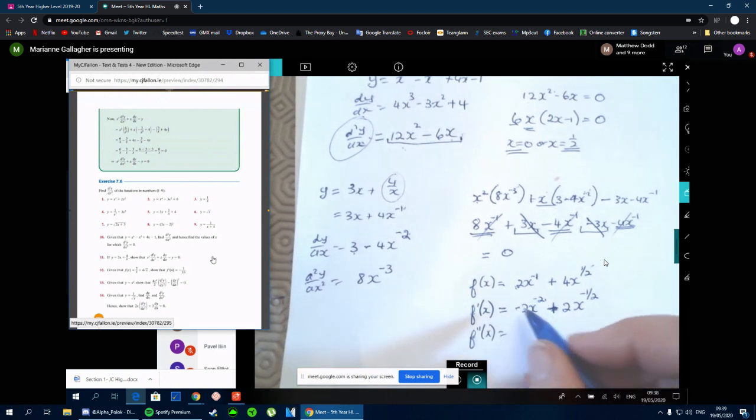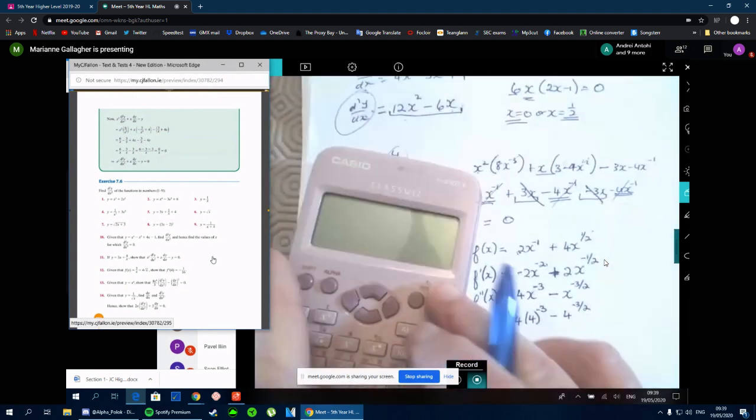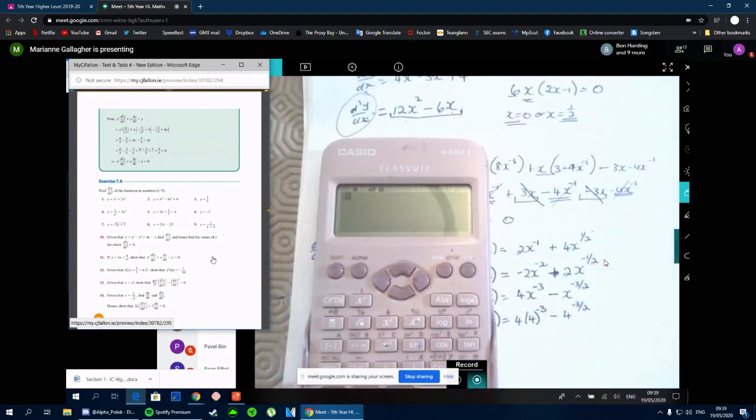Bring down the power, minus 2 by minus 2 is 4. Take away 1 from minus 2. 2 by a half is minus 1. And then that's x to the negative 3 over 2. So that's your f double prime of x. They want you to work out f double prime of 4. So wherever there's an x, we're going to put in 4. We've got 4 times 4 to the negative 3 minus 4 to the negative 3 over 2. Okay. Now you can put that into the calculator like that. You can just do 4 brackets 4 to the power of negative 3.